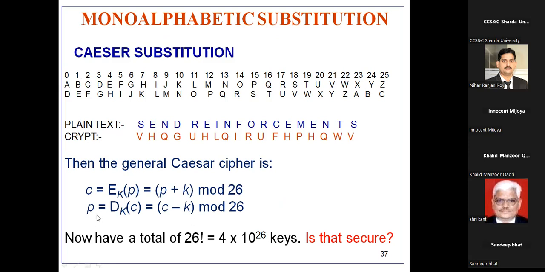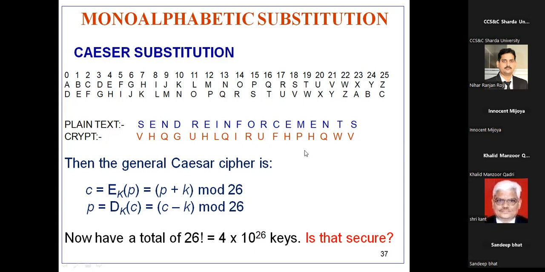And if I go for my plain text again, suppose I want to get the plain text from V. What is V? V is 21. 21 minus 3 is 18. 18 is S. For this V, you get S. Similarly, you can try for all.